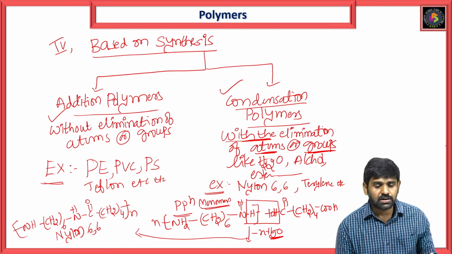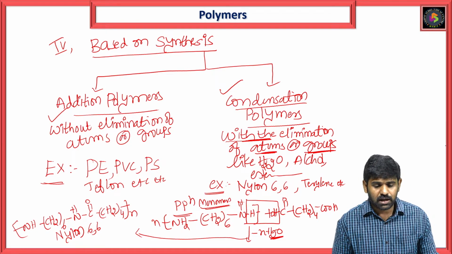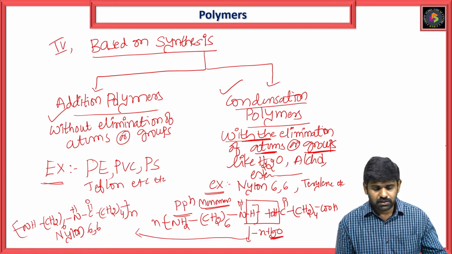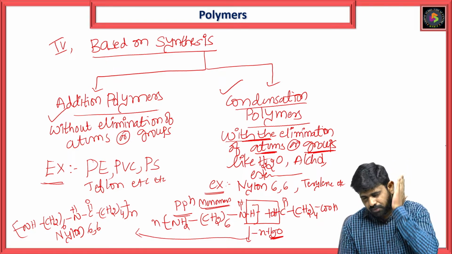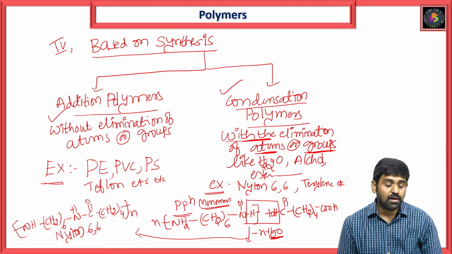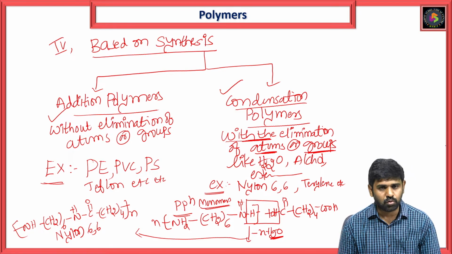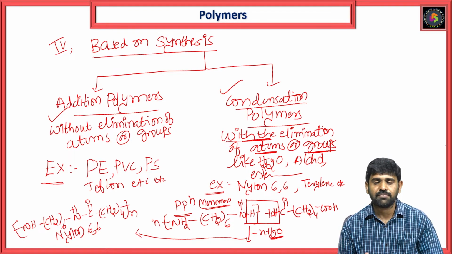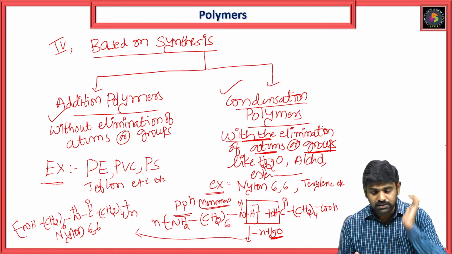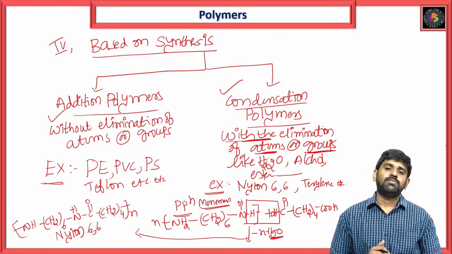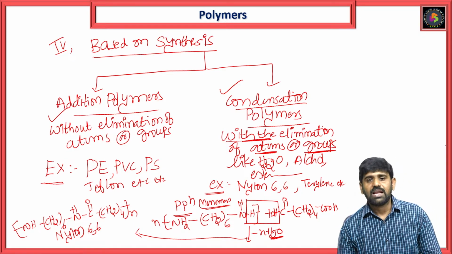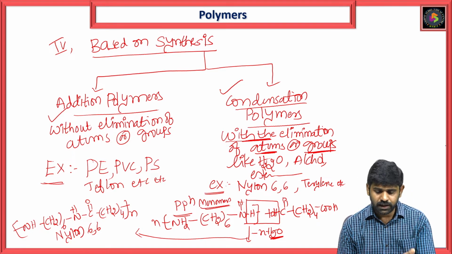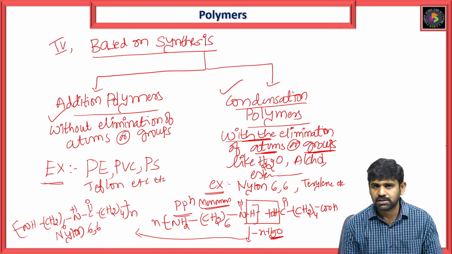So this is about classification based on synthesis. Based on synthesis, again polymers are of two types, addition polymers and condensation polymers, right? Addition polymers are formed by the polymerization of monomers without elimination of atoms or groups, and examples are polythene, polyvinyl chloride, polystyrene, Teflon, etc. Condensation polymers are formed by the polymerization of monomers with the elimination of atoms or groups, and examples are terylene, nylon 6,6, etc.